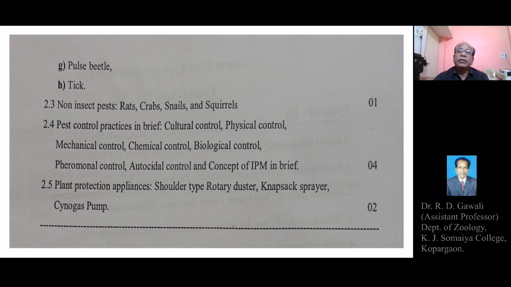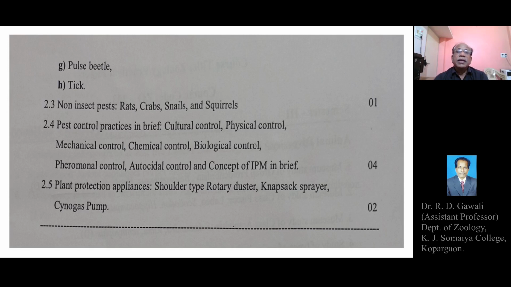Then the next point is pest control practices. So there are different types of pest control practices. Since there are different types of pest, that is insect, non-insect pest, attacking a variety of crops and domestic animals and causing their loss and reducing the yield of agricultural production, that's why it is essential to control or to kill these pests so as to protect our agricultural crops.